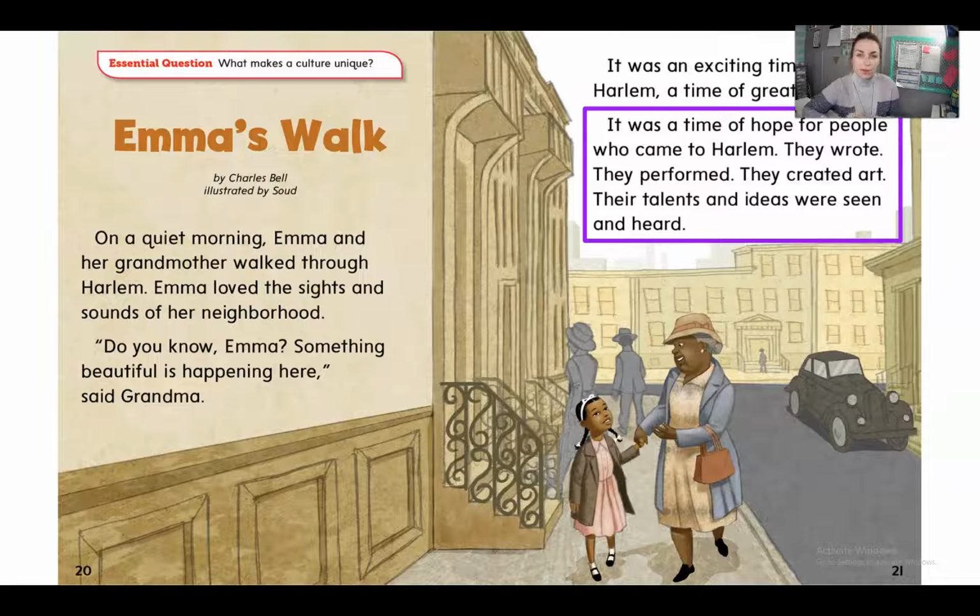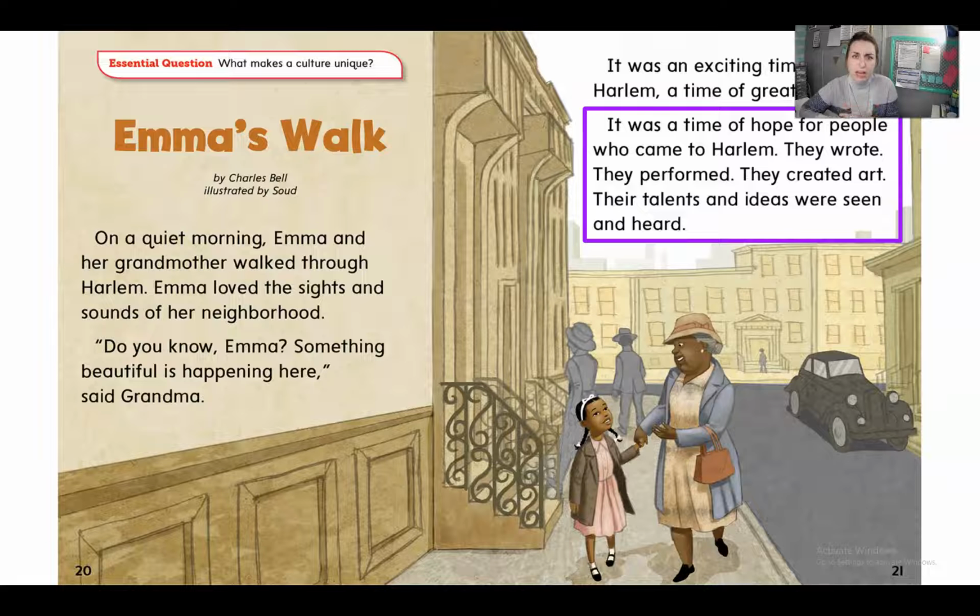Okay, so I'm using that context clue of using the surrounding sentences, because if I just use the plain sentence that talents is seen in, I don't get much of an idea. So I'm going to use the surrounding sentences and I'm going to plug in art for talent. So let's see if this makes sense. Their art and ideas were seen and heard.